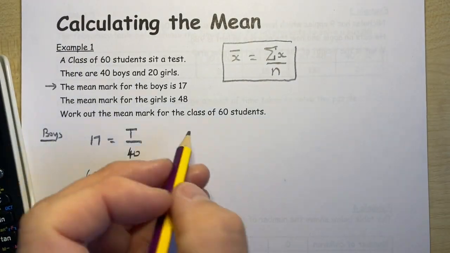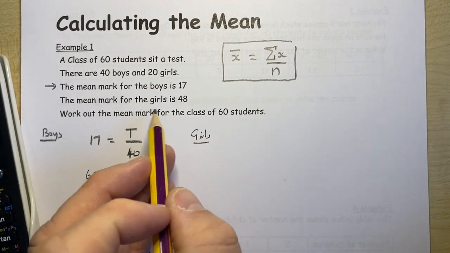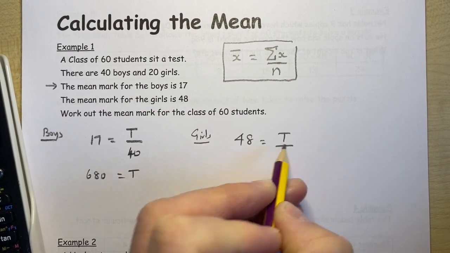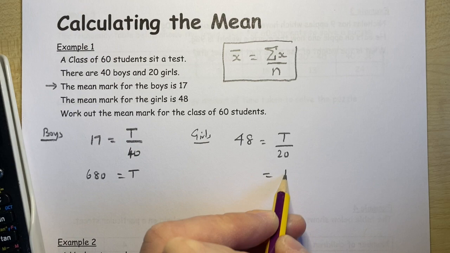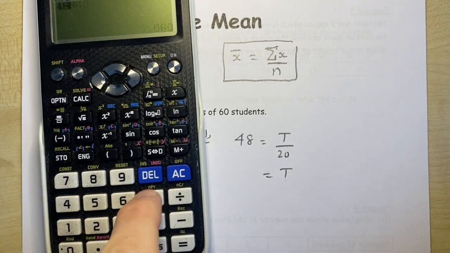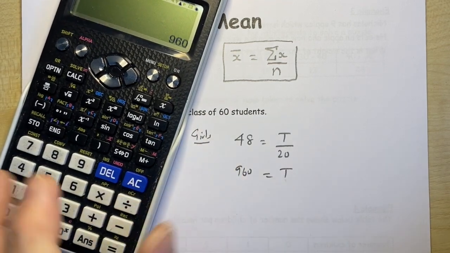We're told that the mean for the girls was 48. So 48 would have to be from the total divided by 20. So the total for the girls would have to be 48 times 20. The girls' total would have to be 960.